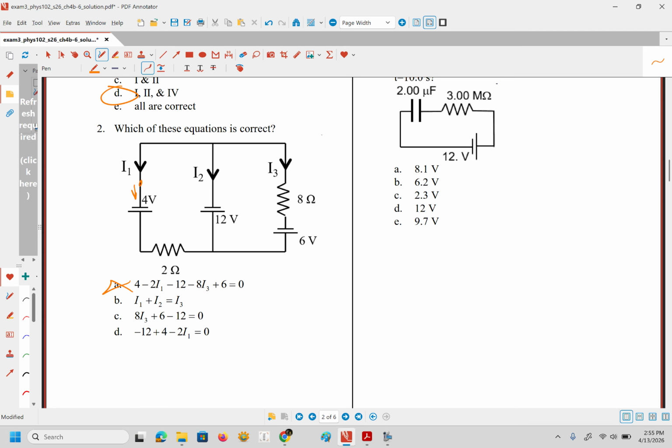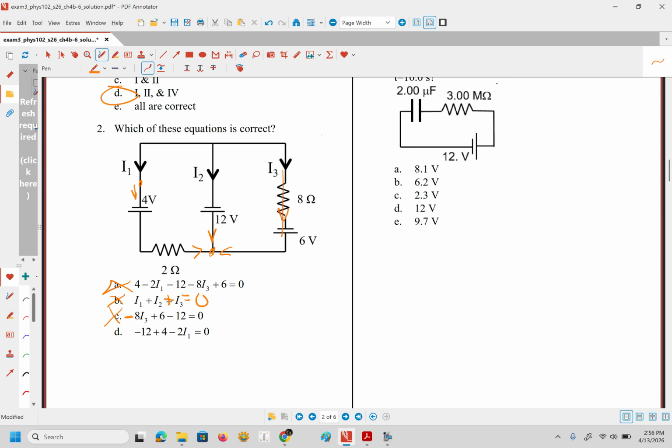Here, i1 plus i2 is equal to i3. I have i2 coming in, i1 coming in. Good so far. Oh, but I also have i3. It should be plus is equal to 0. So that's not right. 8i3 plus 6, it should be negative 8i3 plus 6. Like, see if I'm going in this direction, that would be negative 8i3 plus 6 minus 12. That's how to make that one correct. So that one's not right.